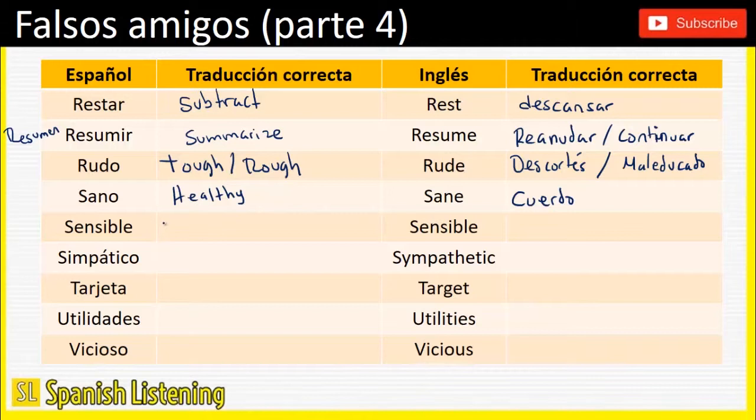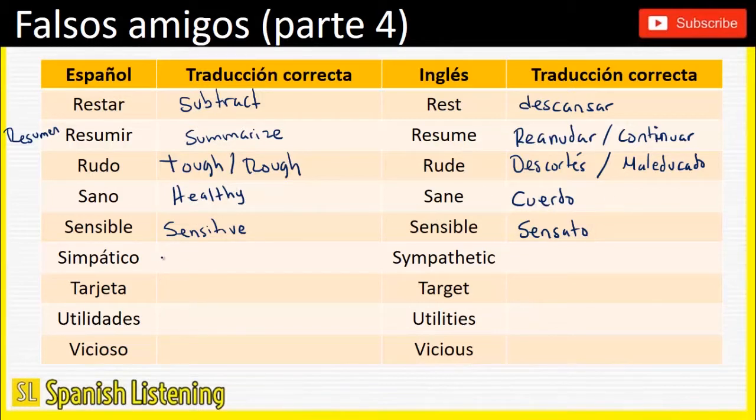Then we have the words sensible and sensible. The word sensible in Spanish means sensitive. It's a word that has to do with emotions and feelings and things like that. If you want to say sensible in English, the correct Spanish word is sensato. Sensato. Of course, in all of these adjectives, you also have the feminine version like cuerdo, cuerda, sensato, sensata, maleducado, maleducada. In some cases, they are the same, like descortés is the same for feminine and masculine. So sometimes they don't really change.